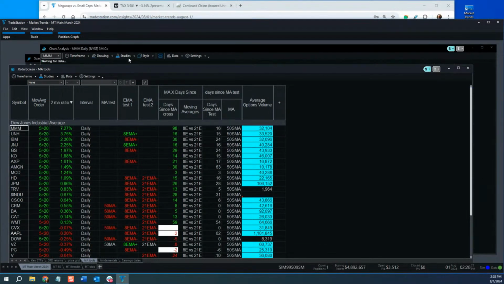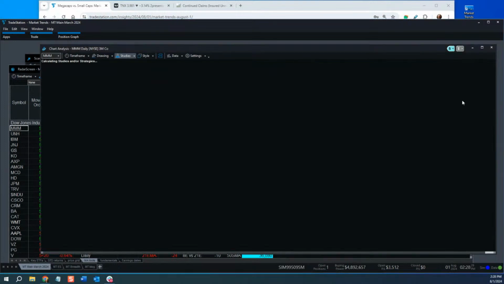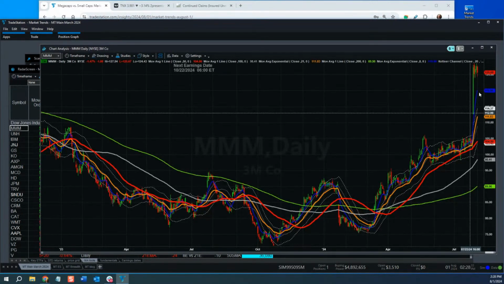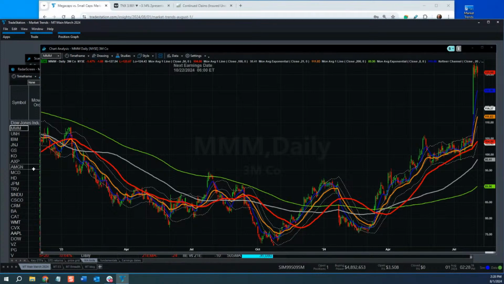In this case, a stock like 3M, you can see it's really been jumping. And you can see that the 8-day is way above the 21-day. So this is just another tool that you can use.